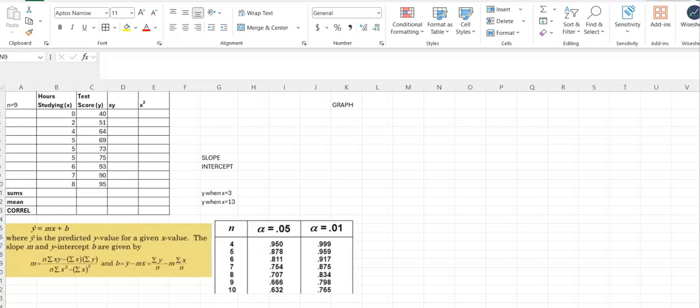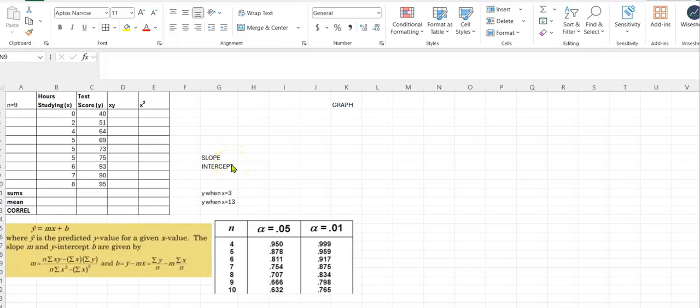Hello, in this video, we're going to walk through solving the problem presented on the last slide of the PowerPoint. You were given ordered pairs, hours studying and a test score, and we have 9 ordered pairs here. N equals 9. What I also want to do is solve this manually, which is why I have our formulas here to create the regression line. And we will also solve it using Excel formulas like slope and intercept.